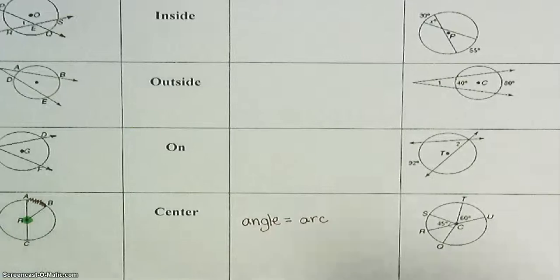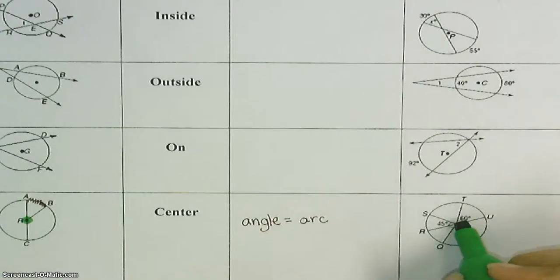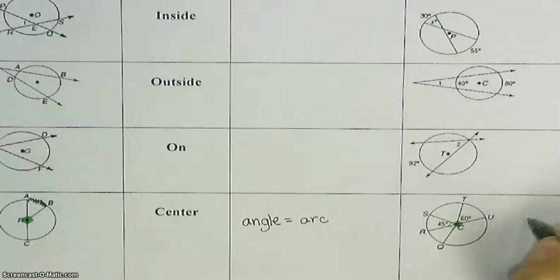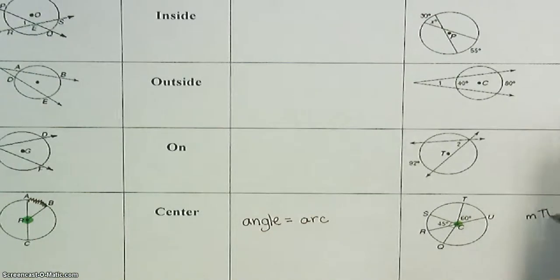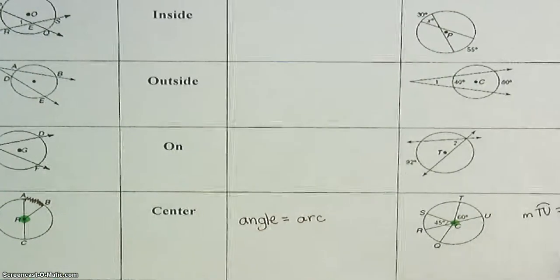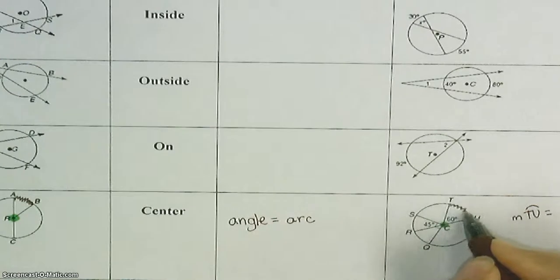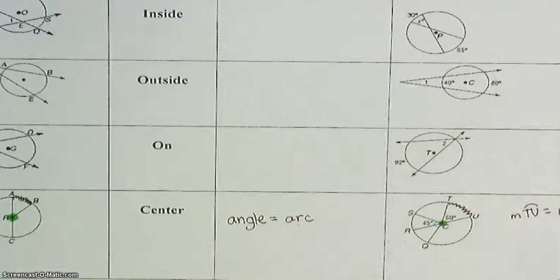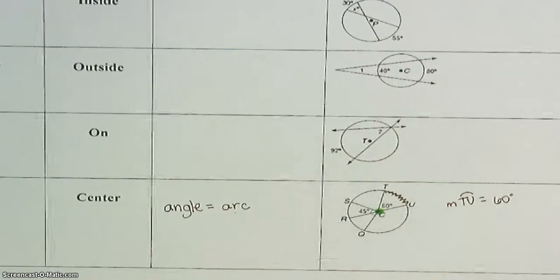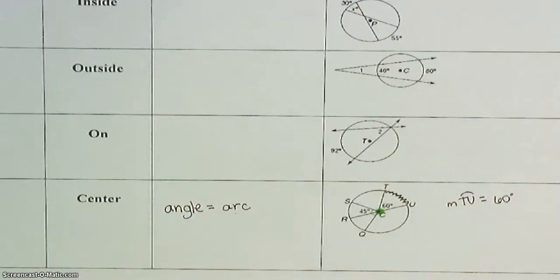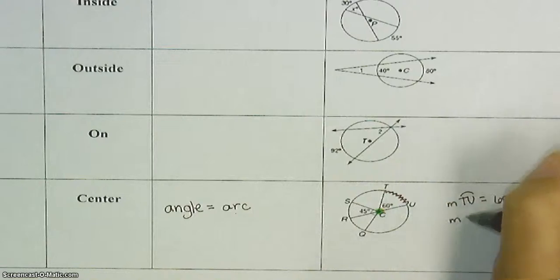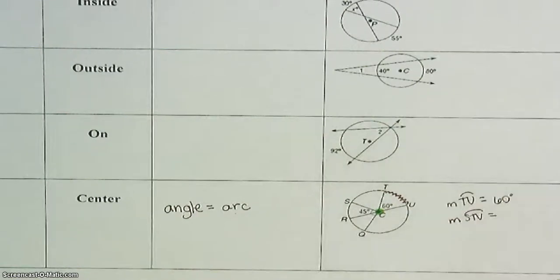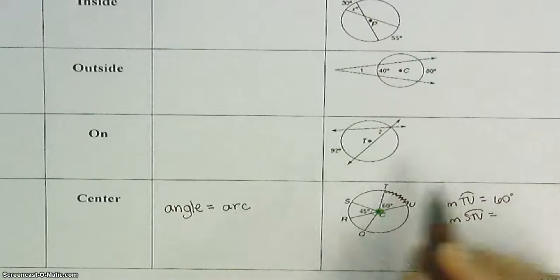So look at this example. Notice our vertex is right in the center. So if I want to find the measure of arc TU, so let's see, TU is right here, and angle is equal to arc, so TU is 60 degrees. Or let's say we want to do arc STU. Guess we don't have to have that T in there. We could just call it arc SU.